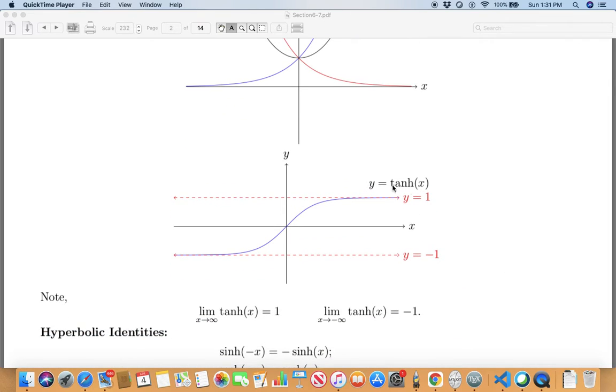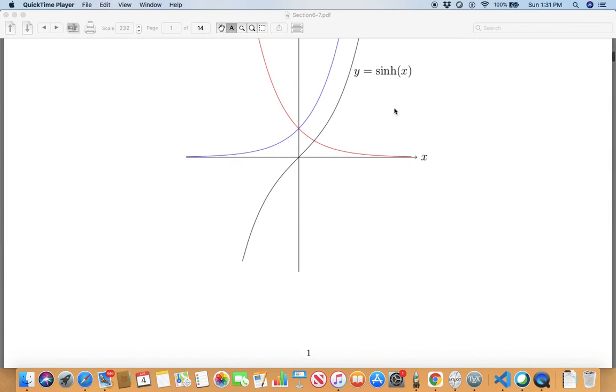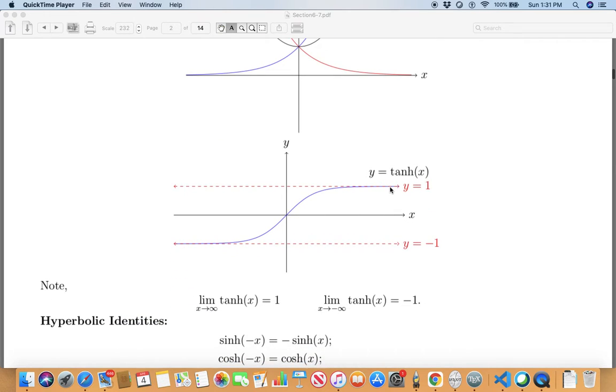Tan hyperbolic x is sine hyperbolic x divided by cosine hyperbolic x. So this is how it looks. Notice tan hyperbolic x is defined for all numbers on the number line, but the value doesn't go beyond 1 or negative 1. So the range of tan hyperbolic x is negative 1 to positive 1, open.